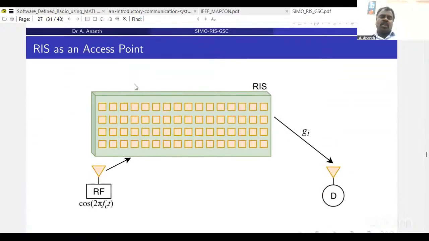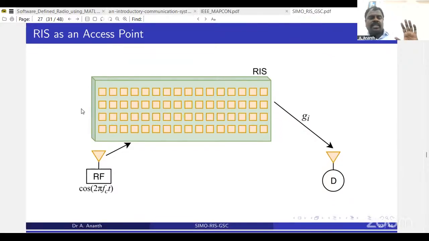The other system model is RIS as an access point. Here you have a source, and this source is very close to the RIS element, such that we are not able to differentiate an independent channel between your source and RIS elements. That is the scenario for RIS as an access point. So you have an antenna with only a limited amount of power, enough to reach the destination, and it has a RIS element nearby. The distance between the source and RIS element is so small that we cannot have a new, independent channel.